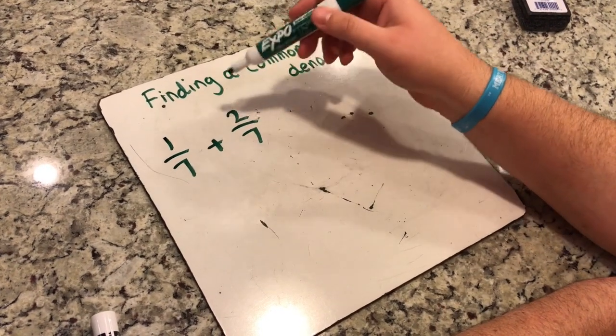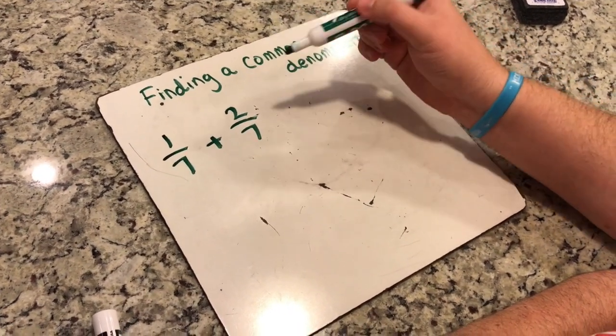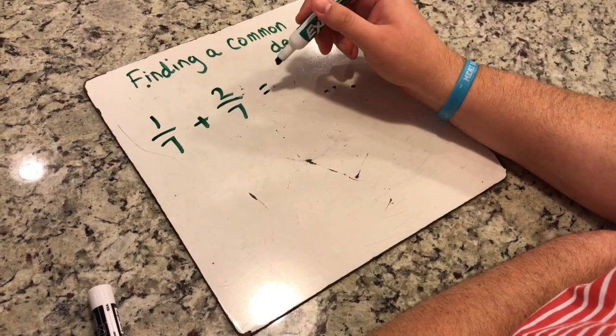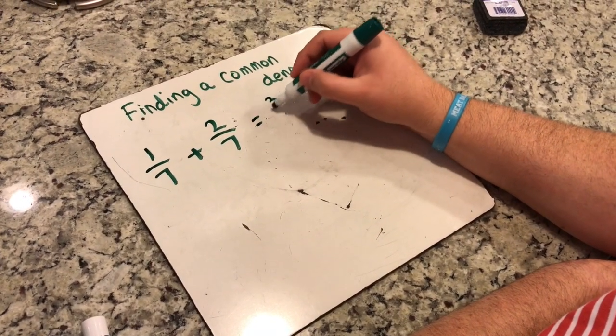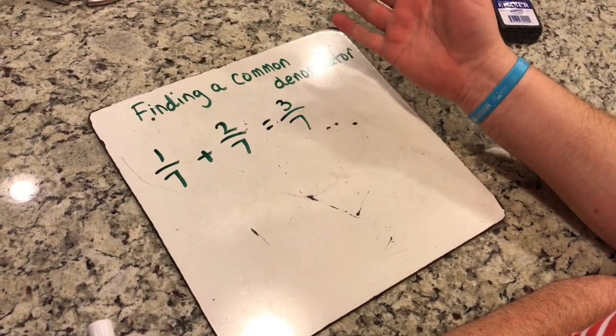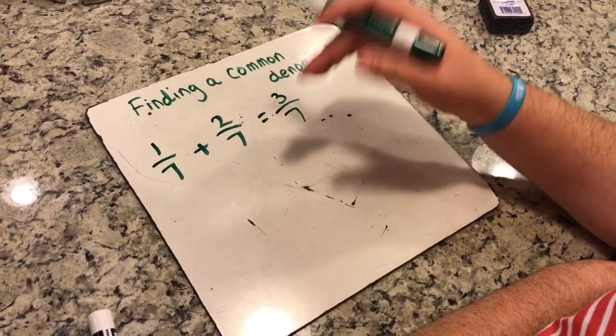You only add or subtract the numbers on top. You leave the bottoms alone. So in this case, 1/7 plus 2/7 would be 3/7. Okay, you really need to find the common denominator there.